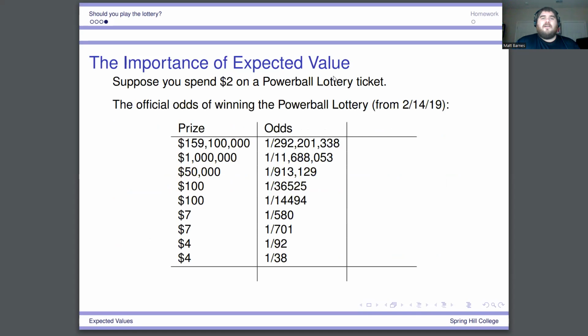Let's suppose we spend $2 on a Powerball ticket and we look up the odds of winning the lottery. Now, this is actually from Valentine's Day of 2019. So we have a grand prize here of $159.1 million, and we have the odds of actually getting that prize. The odds are 1 out of 292,201,338. Now this says odds, they actually mean probability here.